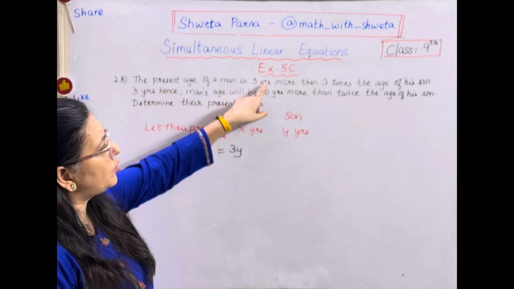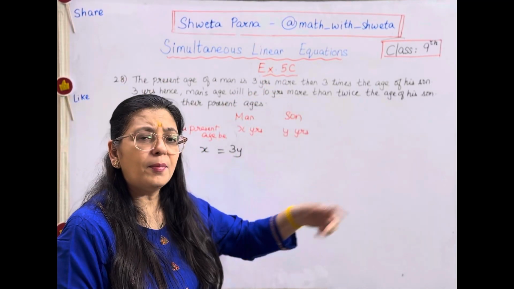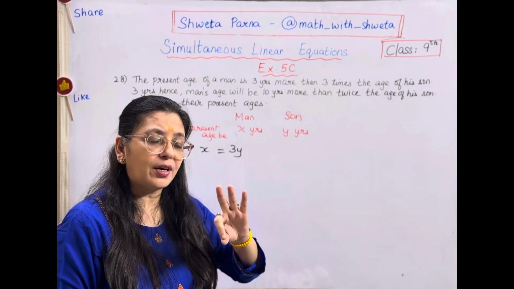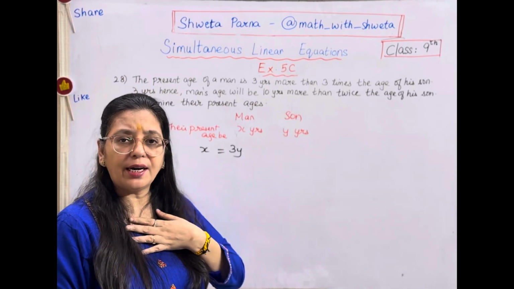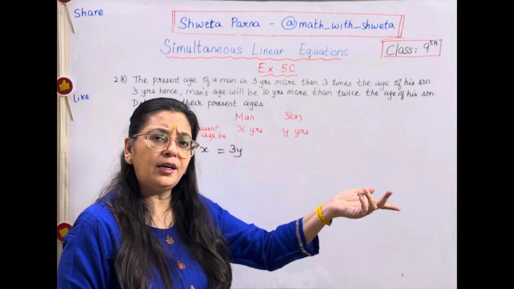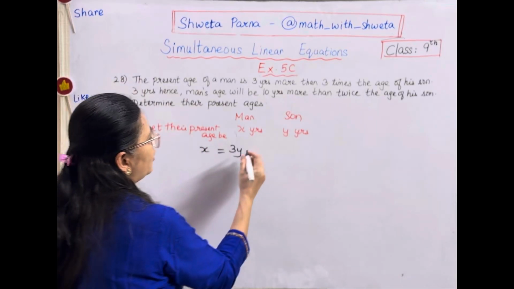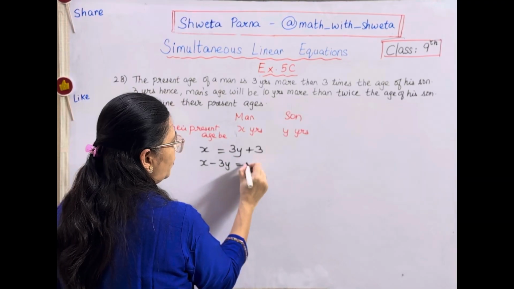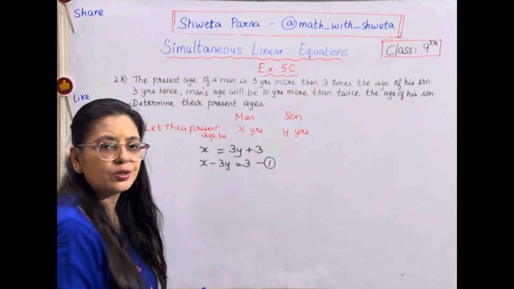I am 3 years more than my sister. So my age is 3 years more than my sister's, right? So to make it equal, either I reduce 3 from me or I add 3 to her, right? Same thing. So this will become plus 3. So x is equal to 3y plus 3, that is, x minus 3y is equal to 3. This becomes your first equation.